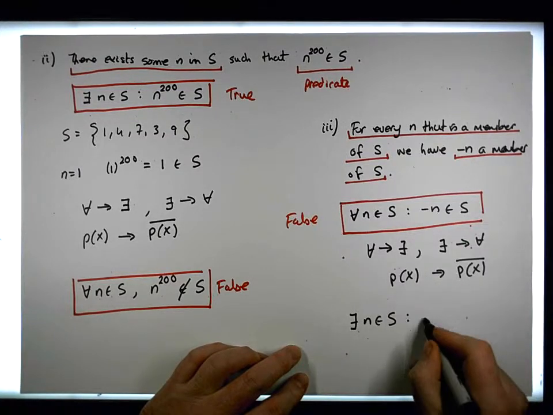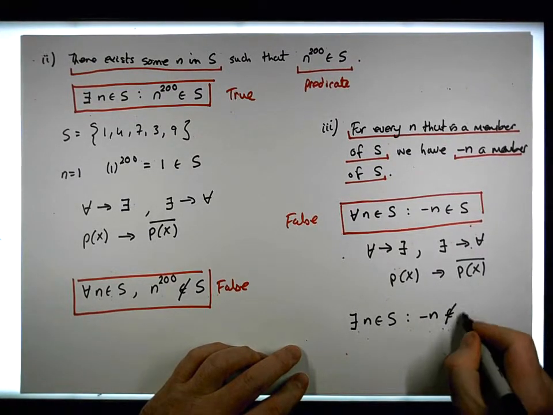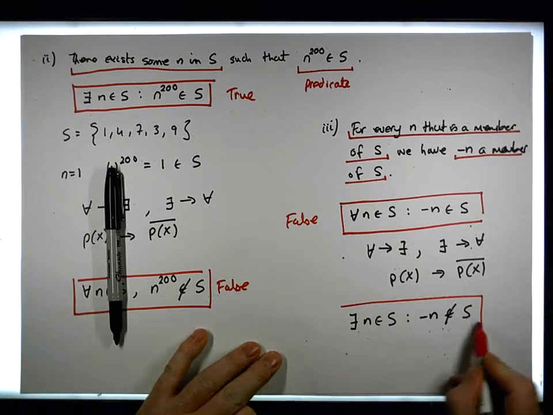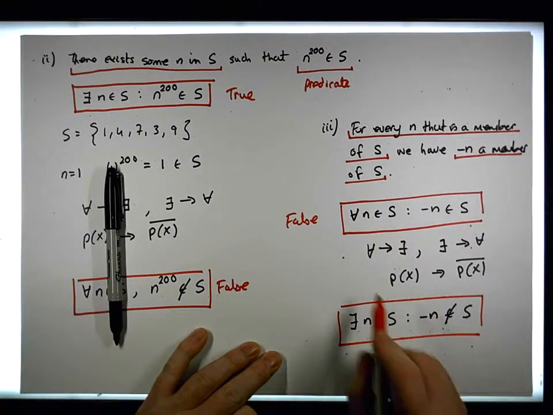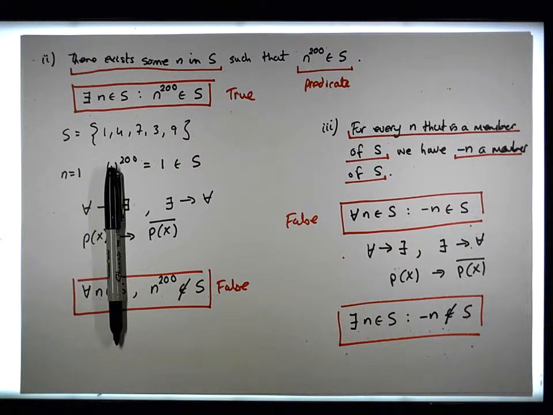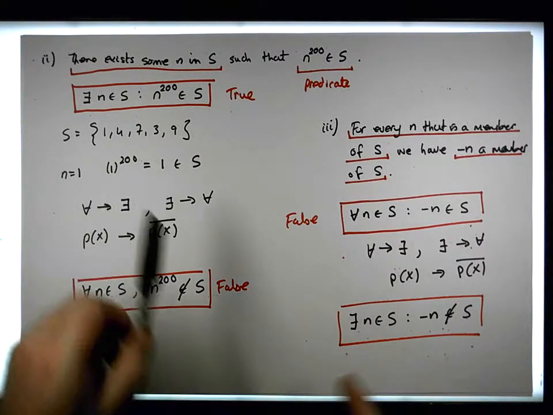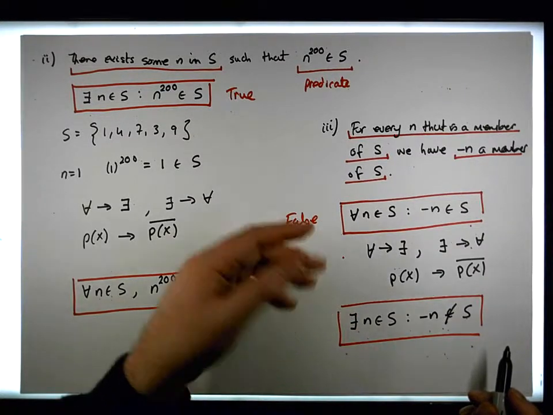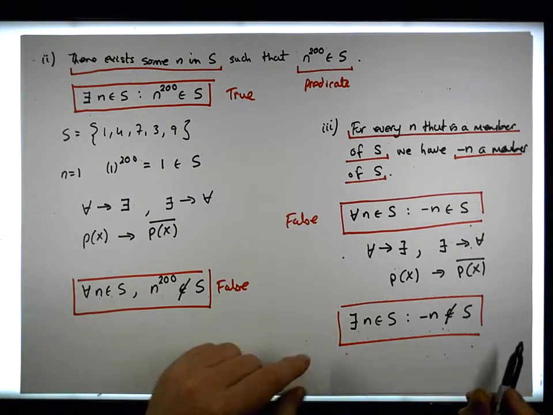such that minus n is not an element of S. Okay? So this is the negated quantified predicate. And what about this? Is this true or false? Now we know that because the original predicate was false, its negation must be true. But let's just assess it.